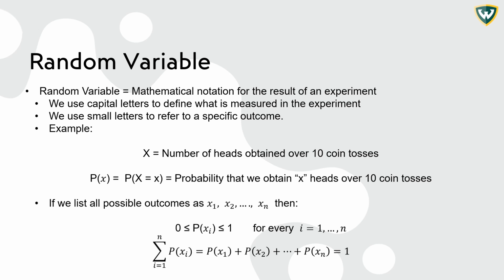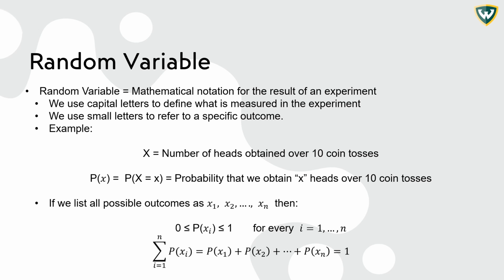We use capital letters to represent random variables, which denote the quantity or property we are measuring in the experiment. For example, in your coin toss experiment, capital X represents the number of heads obtained in 10 tosses. On the other hand, small letters are used to represent a specific outcome or value of the random variable. For example, small x could represent a specific number of heads, like 5 heads.